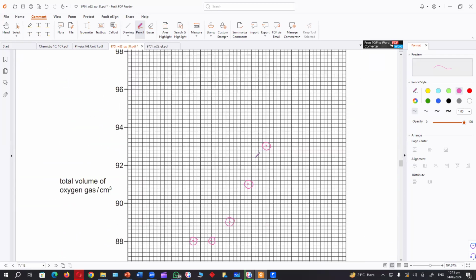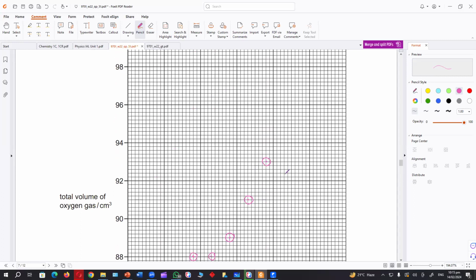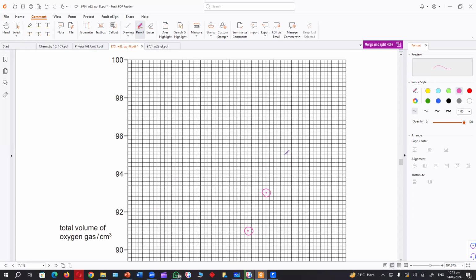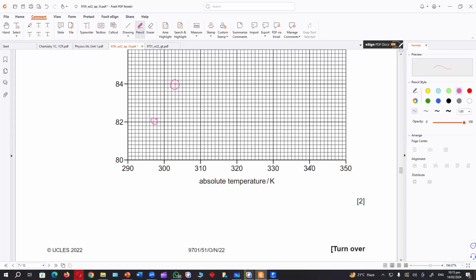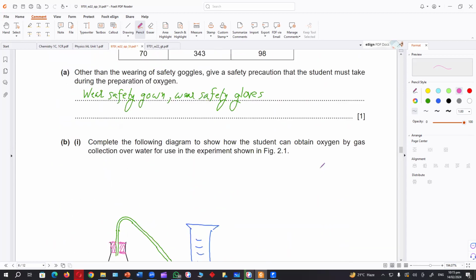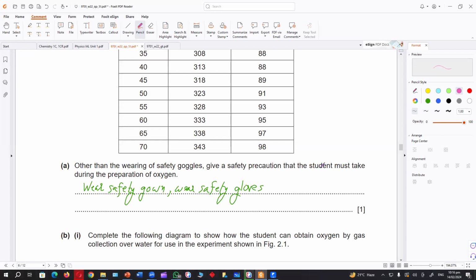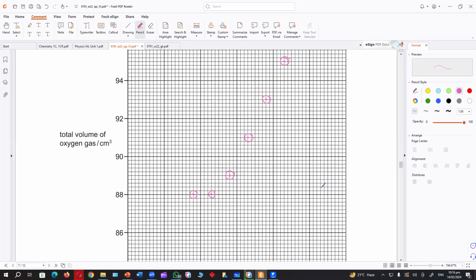Then 333 and 95. 338 and 97. Now you see that it is 343 and 98.